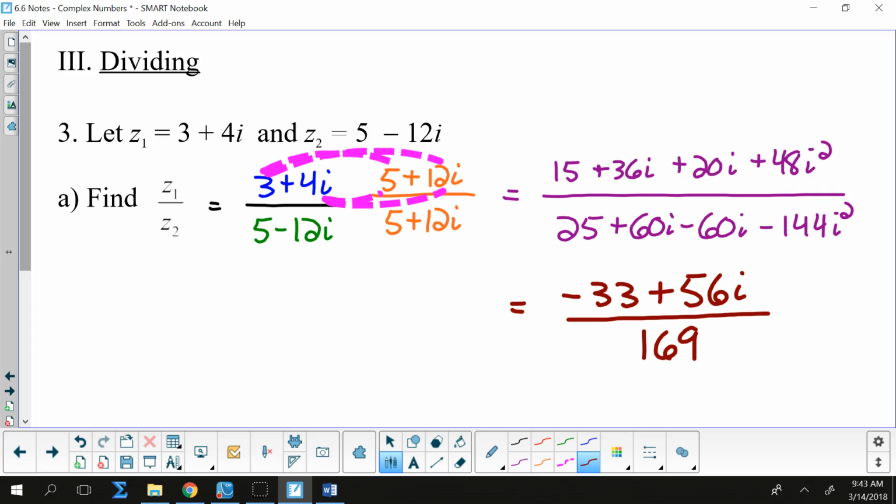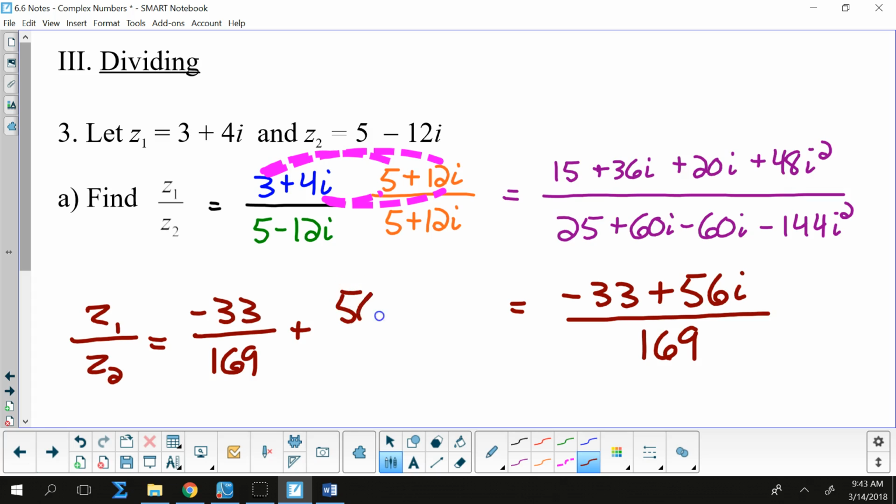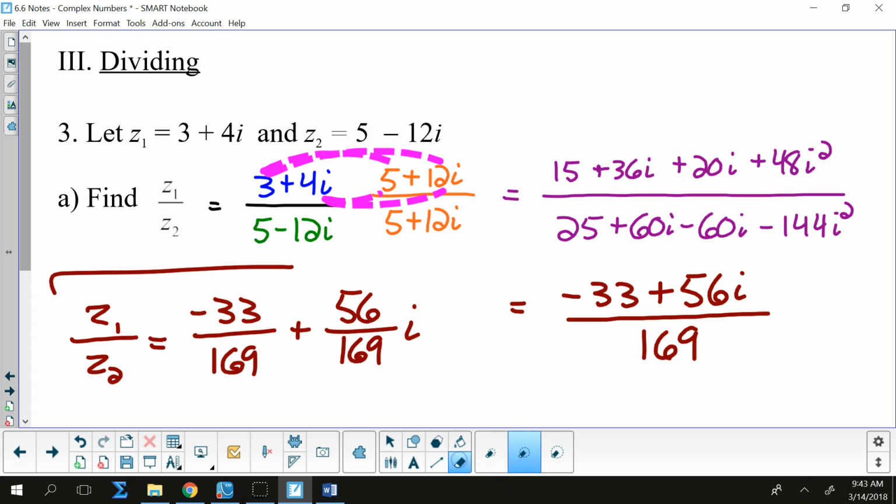But is that standard form of that complex number? No. So z sub 1 divided by z sub 2 is really negative 33 over 169 plus 56 over 169 times i.